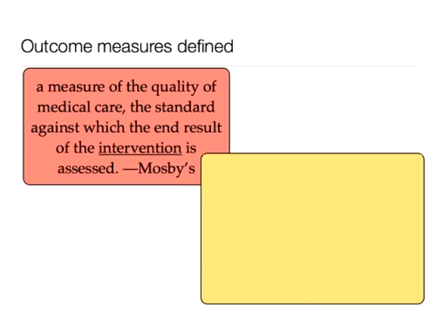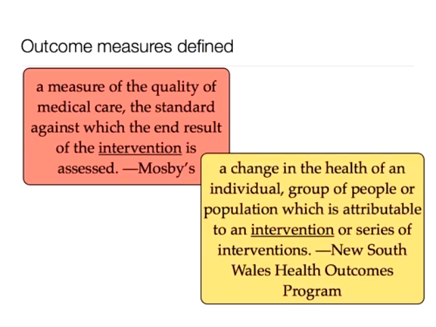And similarly, the New South Wales Health Outcomes Program defines an outcome measure as a change in the health of an individual, group of people or population, which is attributable to an intervention or series of interventions. So outcome measures are about testing whether our treatments or our interventions truly work.